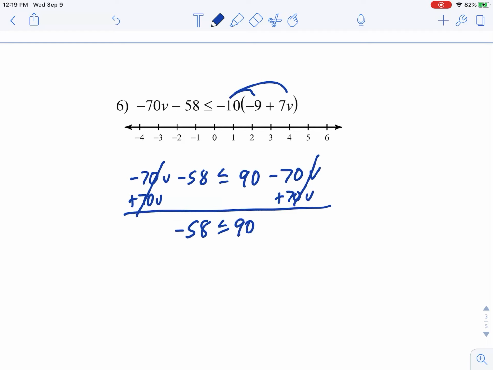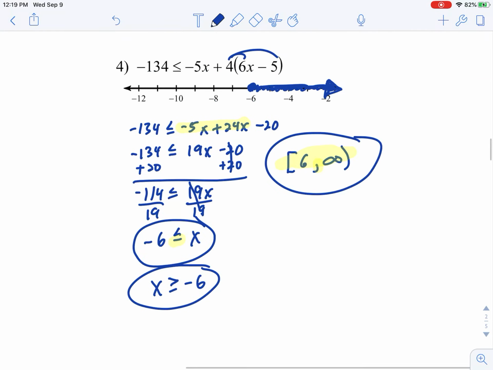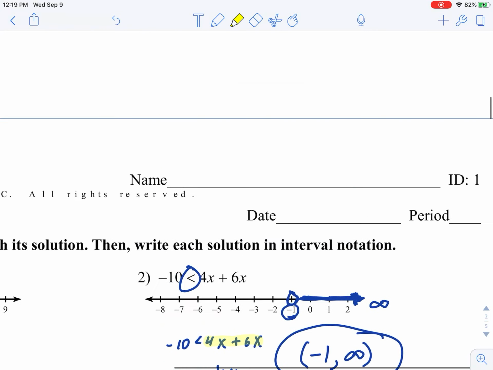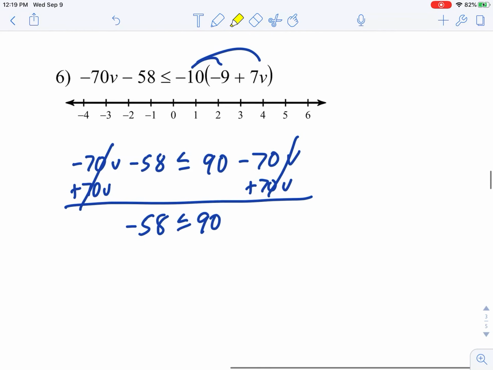Now wait a second. The whole point here is to isolate the variable. Like in this problem, we isolated x. In this problem, we isolated x. I mean, that's the point. And there is no variable here. It's completely disappeared. When that happens, you might have a special situation. That could mean that either all real numbers are the solution or there is no solution.